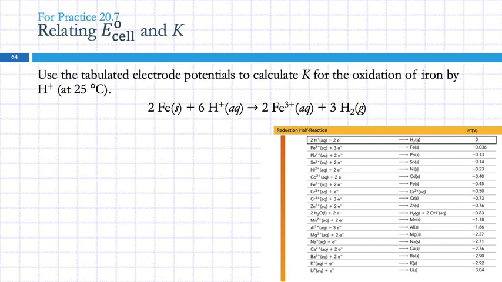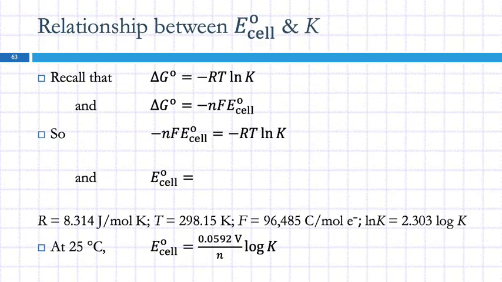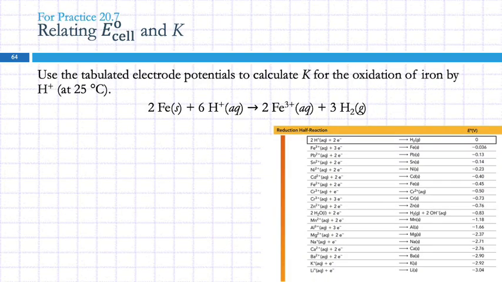Use tabulated electrode potentials to calculate K for the oxidation of iron by hydrogen ion at 25 degrees Celsius. So we just learned we want to find K. So we need n, and we're going to figure that out by looking at this chemical equation. And we need the standard cell potential, which we're also going to figure out from that chemical equation. So I'm going to take this equation and pull it apart into the two half reactions.